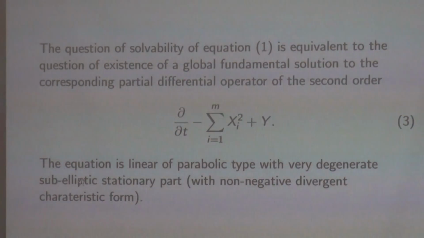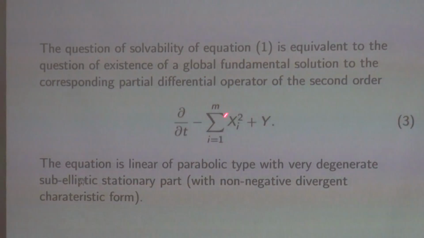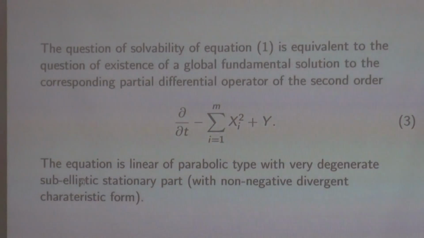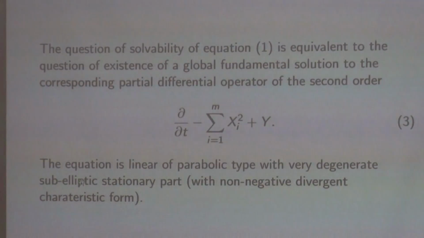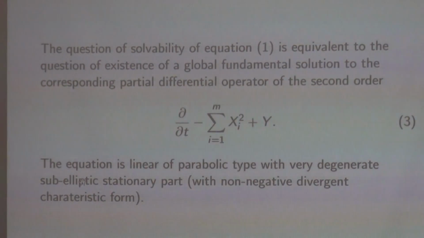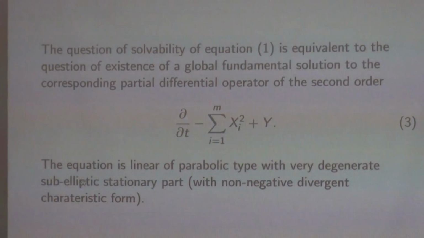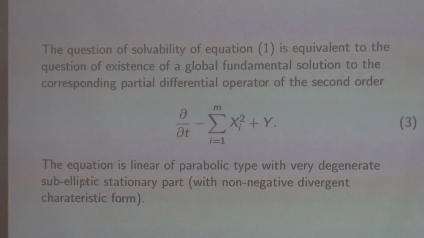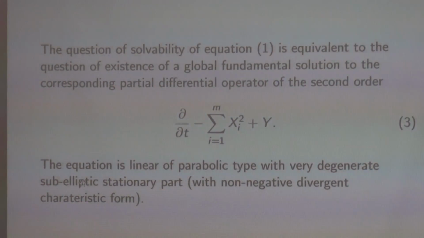What we can say right now is that this operator is linear, it's of parabolic type, and it has a very degenerate subelliptic stationary part inside. That means that for these vector fields, we have a characteristic form which is non-negative and could be very degenerate. For example, if we have R^n with n equal to 100, 100 coordinates, and we have the equation for only 3 of them, it's already not enough information. That's why such equations can be understood as very degenerate ones.